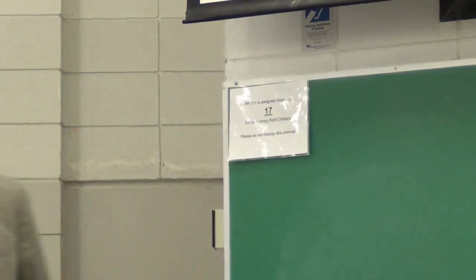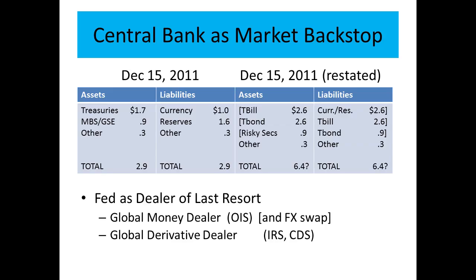And that's what this slide is showing you. This is the balance sheet of the Fed, December 15th, 2011. So this is after the crisis, or at least the part of the crisis that I'm talking about here. And you can see what it looks like, okay? There were treasuries, mostly long-term treasuries, 1.7 trillion. And there were mortgage-backed securities and GSE bonds of about $1 trillion. And there was a bunch of other stuff. And there was currency of about $1 trillion and these excess reserves of about 1.6 trillion. And you know that all of that is new. None of that was there before the crisis.